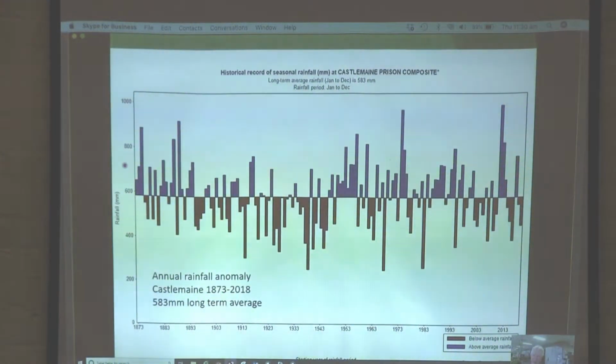So here's a long-term rainfall record that we've got from Castlemaine. It goes back to 1873. This is years along the bottom, so in 1873 there was a bit over 600 mil of rain. This is millimetres up the sides, and this is the long-term average through here, 583 millimetres, but you can see just incredible variation right throughout that record. Some years, over 900 mil, and then some years probably barely cracks 300. So a huge amount of variation there in that long-term record.